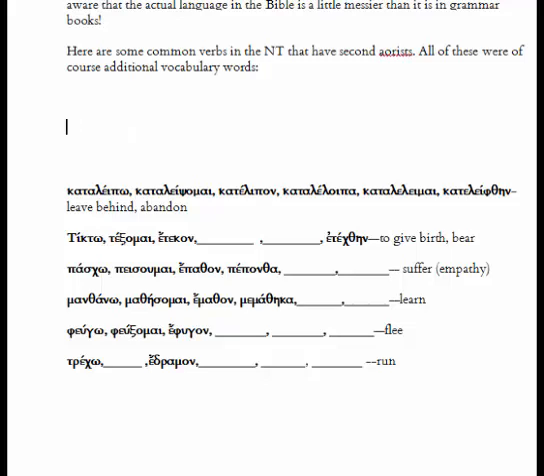Now, of course, the normal, probably more common meaning of kata when you attach it to a verb is what? Down. So for instance, anabaino means what? To go up. Baino by itself just means to go or to move, but katabaino means to go down. That's the normal use of kata. But again, kata can sometimes just intensify the action. So bear that in mind. That's just a little quirk that's going to help you digest more and more of these verbs that we'll run across.